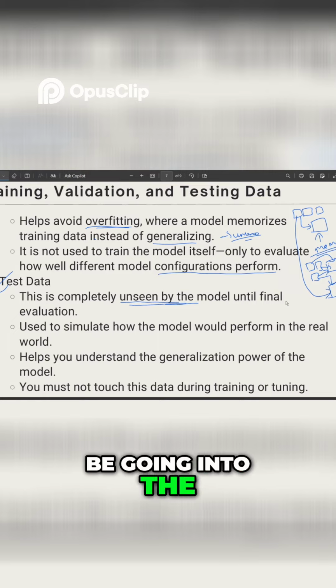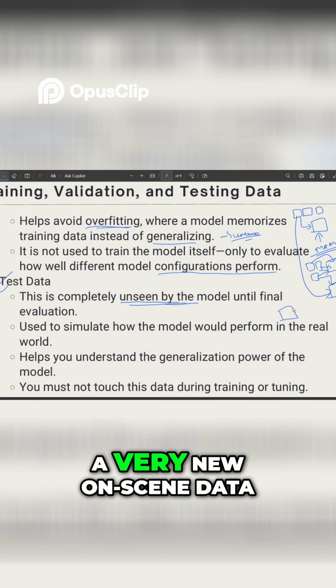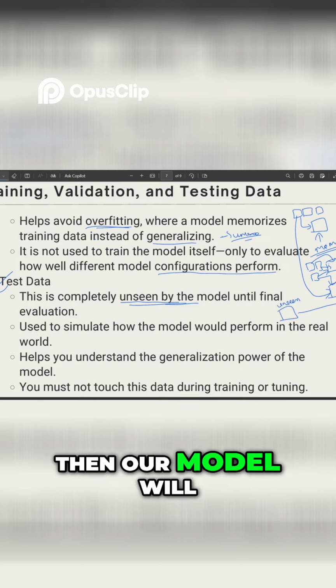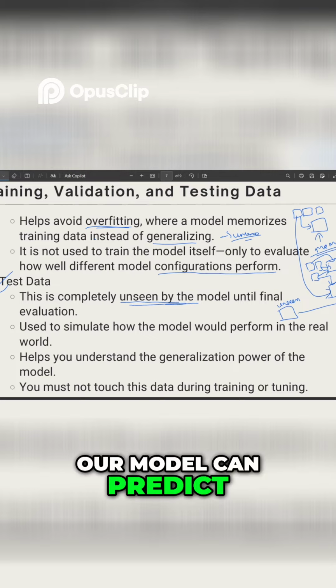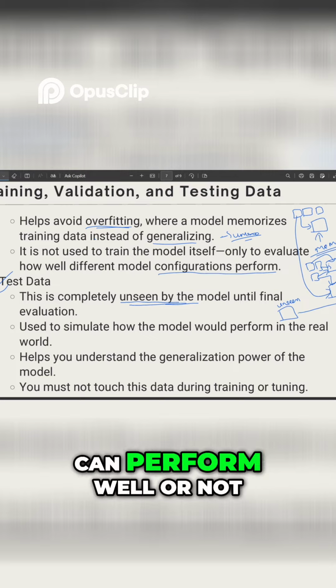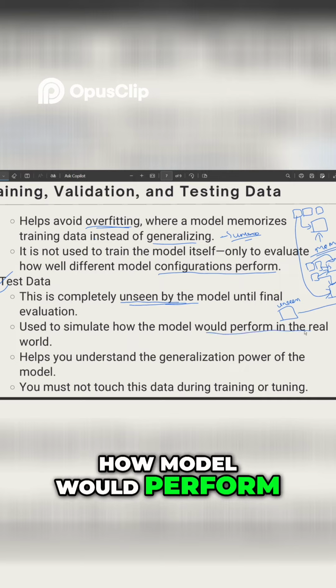but now it will be going into the test phase. In the test phase, we will be giving it very new, unseen data, and we will see if our model can predict and perform well or not. Okay, so it is used to simulate how the model would perform in the real world.